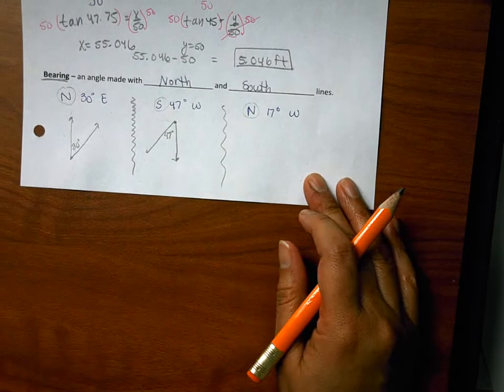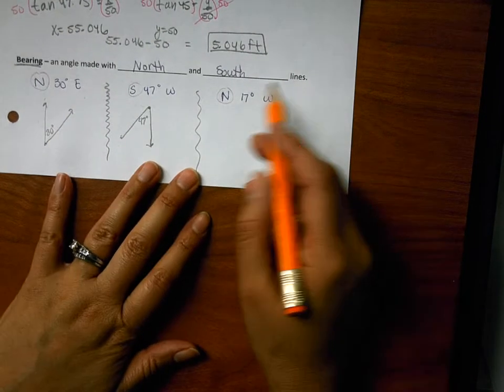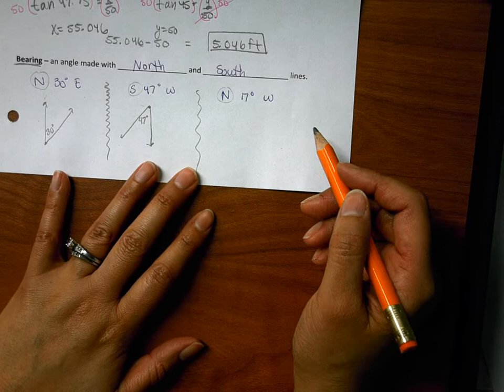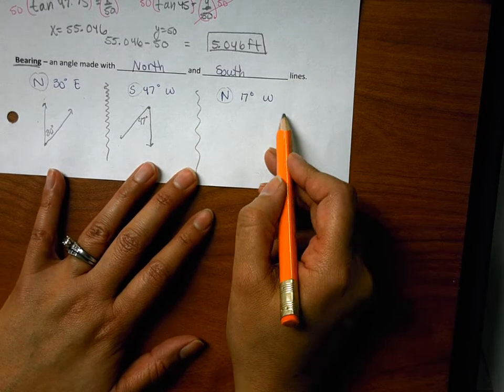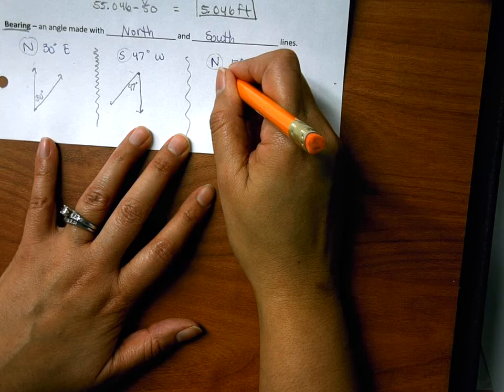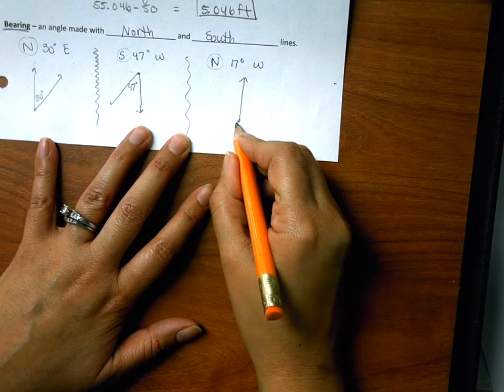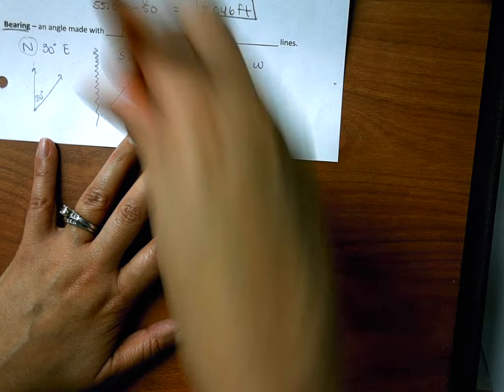Let's try one more. North, 17 degrees west. Again, the first line is always going to be north or south. The second will always be west or east. You're never going to go north, north, or north, south. It's north or south first, and then west or east second.